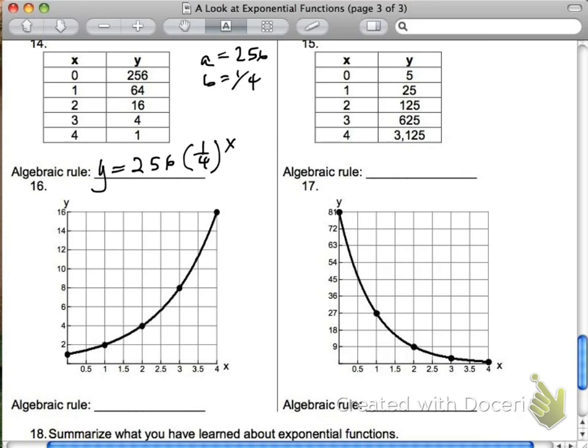Number 15. What do I have? Growth. How do I know? Because it's increasing. A is 5. B is 5. So what's my function? Y equals 5 times 5 to the x power. Any disagreements there? Any questions there?